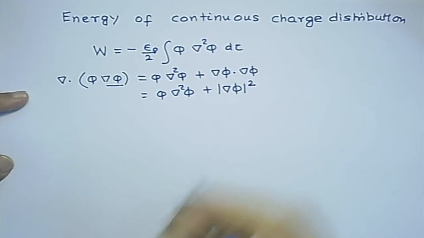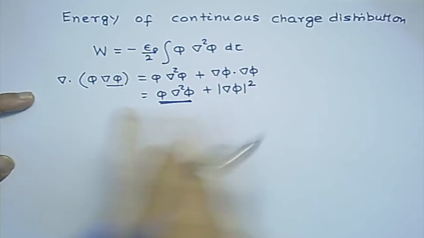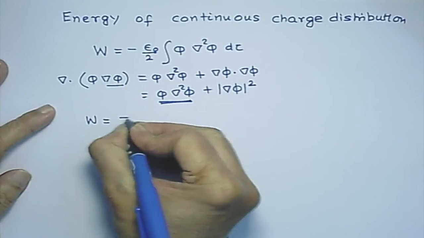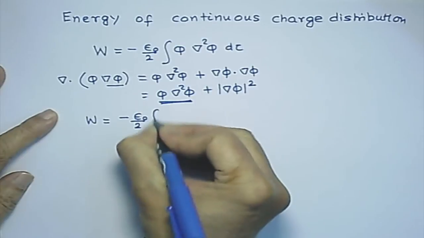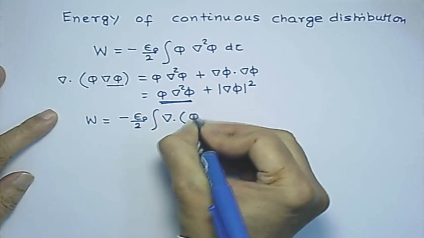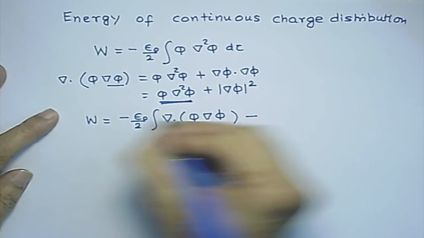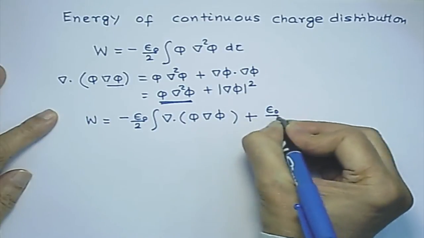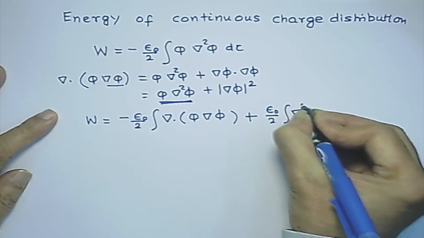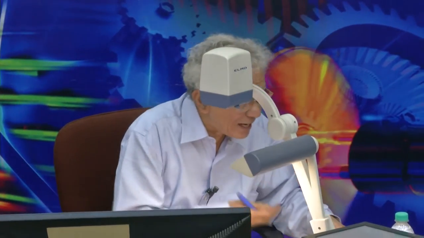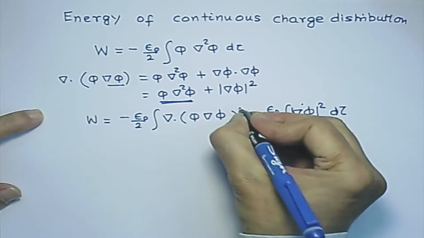So if I want to write this term as this minus that, what I get is W equal to minus epsilon 0 by 2 integral del dot phi del phi, minus minus, so plus epsilon 0 by 2 integral del phi absolute square d tau. Fine. Now you immediately realize what I am trying to do. I have got a divergence of something.